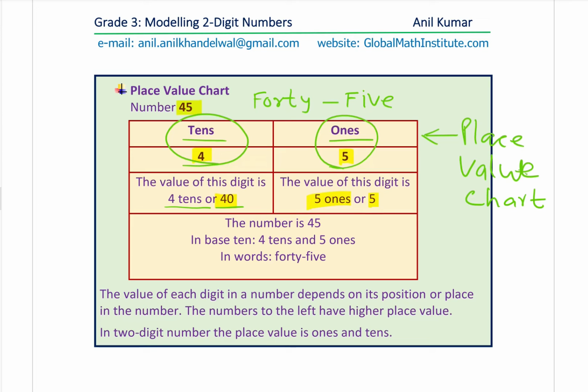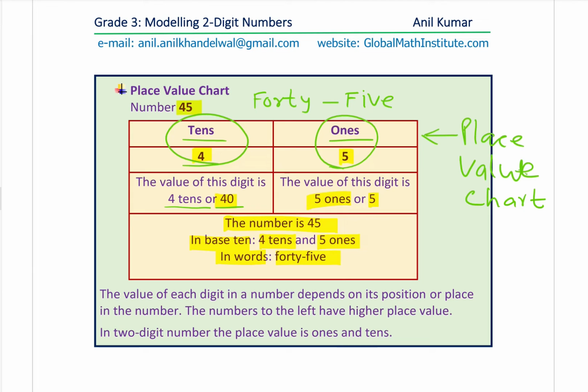So what you see here is that the number is 45. In base 10, we write 4 tens and 5 ones. In words, we write forty-five. So these are different ways of writing the numbers, right? You write a number like 45, or 4 tens 5 ones, or also 45 in words, right?